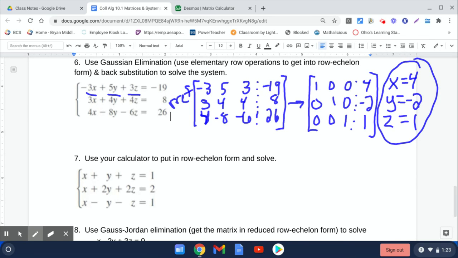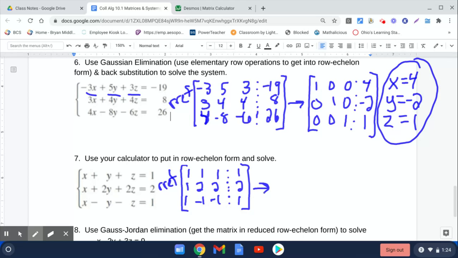All right, let's try this next one. So we're going to use the calculator, and we're going to first write our augmented matrix. So our coefficients are 1, 1, 1, 1, 2, 2, 1, -1, -1. And then don't forget, you need your answers. 1, 2, 1. Okay, and we want to put this in reduced row echelon form.